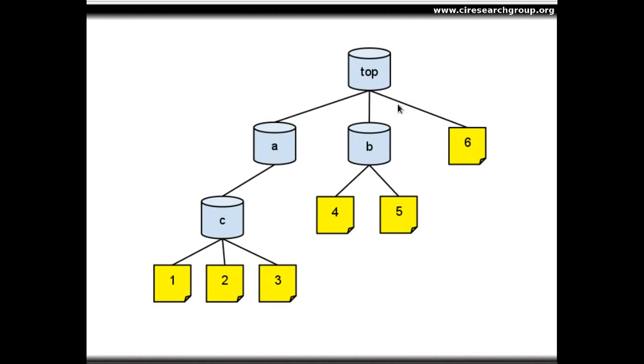If I take this simple tree and label it, I can call my topmost, or my root directory, top. I'll call my subdirectories A, B, and C, and I'll simply number my files going from left to right: 1, 2, 3, 4, 5, 6. There's nothing special about these labels. This is just to give us a convenient point from which to work in the rest of the lecture.